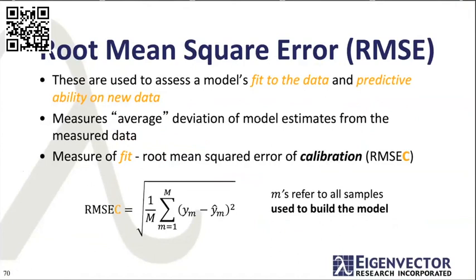So the root mean square error of calibration, RMSEC, is really a measure of fit. What we really want is a measure for the fit, but it's not sufficient. We're also going to want to look at the predictive ability on new data, and that's what the other two statistics are. The RMSE is measuring an average deviation of the model from the measured data, and RMSEC is a measure of the fit. So remember, as I increased the number of latent variables in my PLS model or my PCR model, the fit improved like crazy, while the RMSECV might have started to increase, suggesting that I'm overfitting.